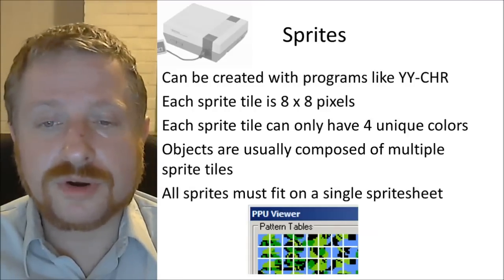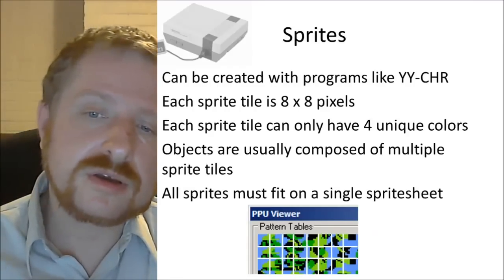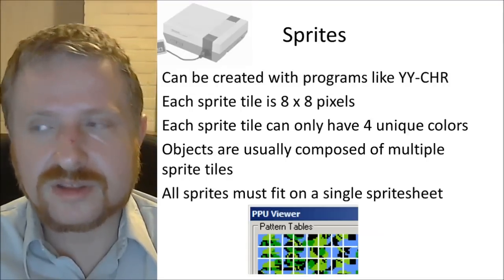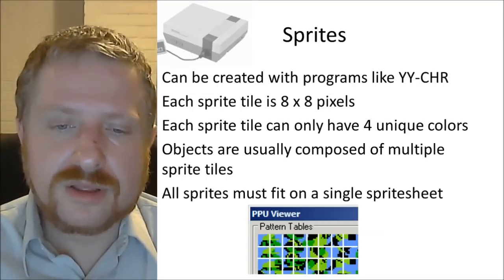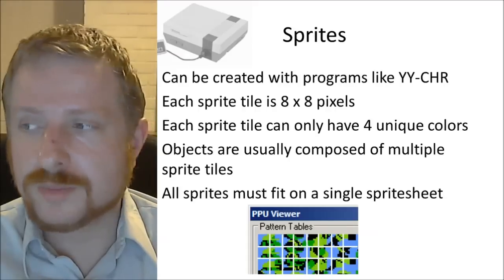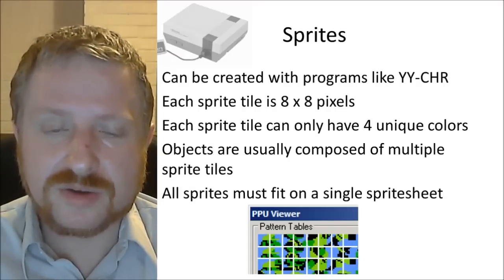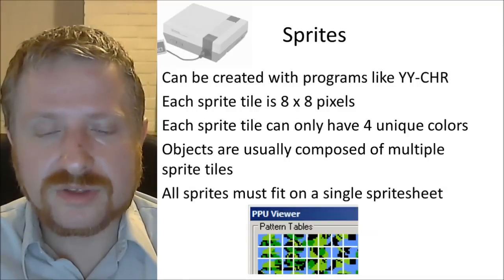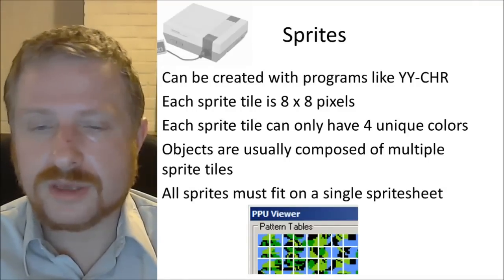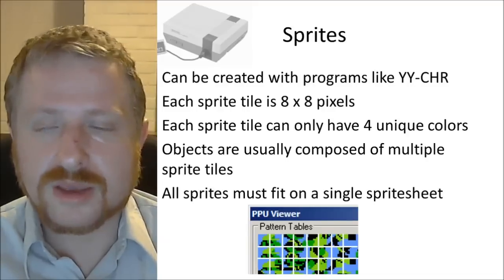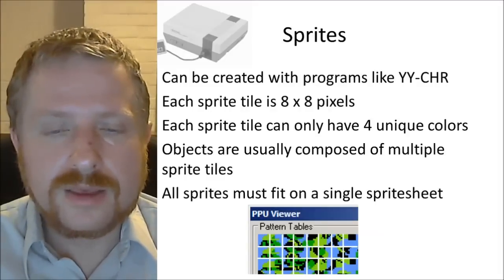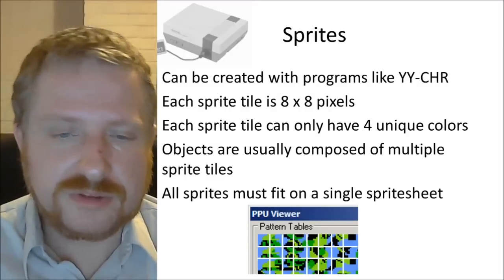Objects such as Mario are easily composed of multiple sprite tiles. So you can see down there in the picture, Super Mario is actually composed of 8 different tiles. So you basically have to keep track of each of those tiles and put them on the screen appropriately so they make it look like one contiguous sprite. And all your sprites must fit on the sprite sheet.